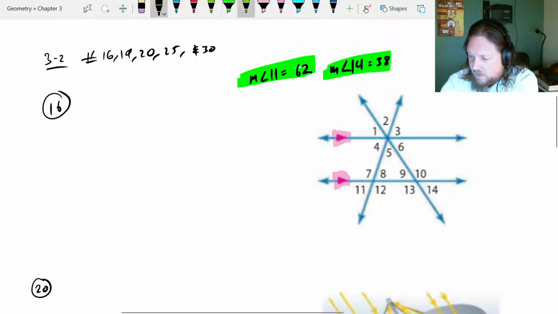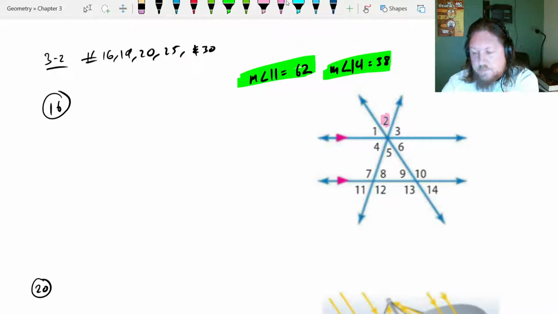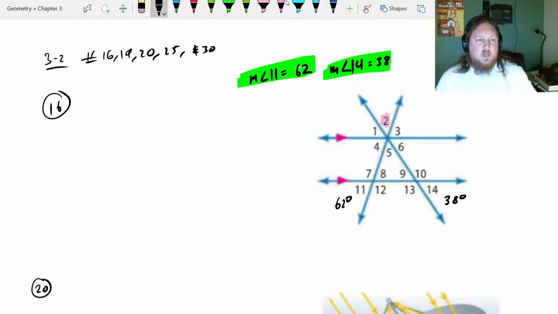is focusing on angle number 2. Now, this is a particularly difficult problem, so I'm not surprised people had trouble with it, because it itself is not touching the parallel line directly. So it's a little bit harder to see what's going on. I am going to add in a couple of pieces of information. I know measure of angle 11 is 62 degrees, and measure of angle 14 is 38 degrees. And what that's going to do is it's going to help me build some things.